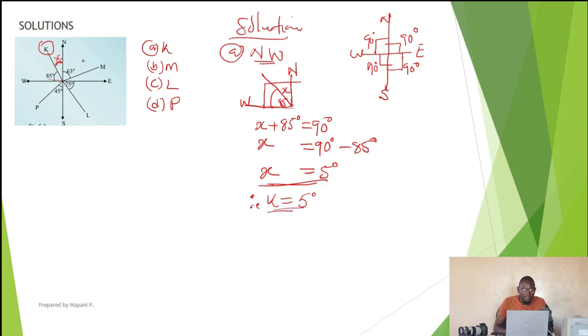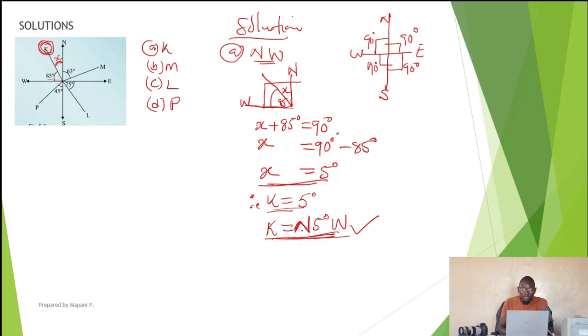Now, how do you write it as the final answer? So K now is equal to, we are saying in this direction, what's the direction of this compass bearing? It is northwest. So you're going to say this is north 5 degrees west. Then it means that this becomes your final answer. So always your answer, if you're writing the compass bearing, should have the directions. So we have the north 5 degrees west, like that.